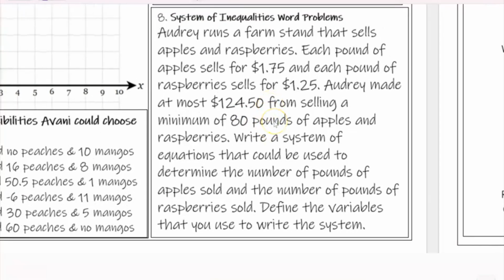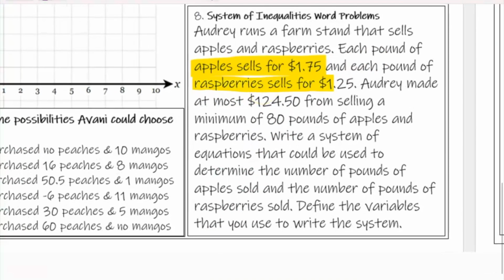Aubrey runs a farm stand that sells apples and raspberries. Each pound of apples sells for a price. So there's a number, and I'm going to highlight it with what it stands for. Each pound of raspberries sells for another price. So there's another one. Aubrey made at most $124.50, so again, with the keyword, from selling a minimum, there's another keyword, of 80 pounds of apples and raspberries, right?